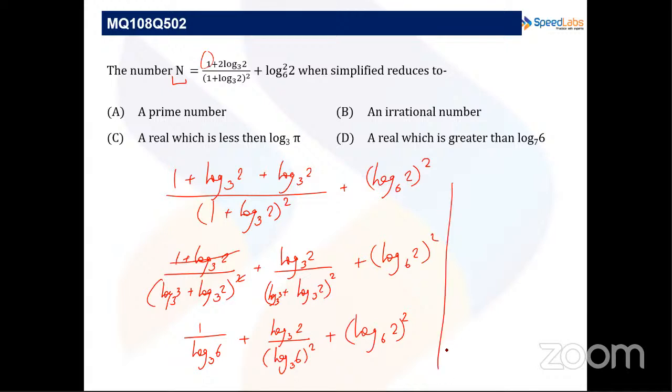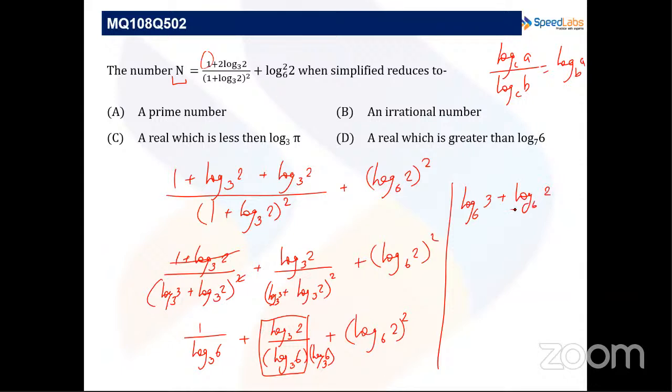Now you can write as log 3 to the base 6 plus, again this will be log 6 to the base 3, and from the base change property, log a to the base c upon log b to the base c is equal to log a to the base b. So this will be log 2 to the base 6, and if this comes out, this will be log 3 to the base 6 plus log 2 to the base 6 whole square.